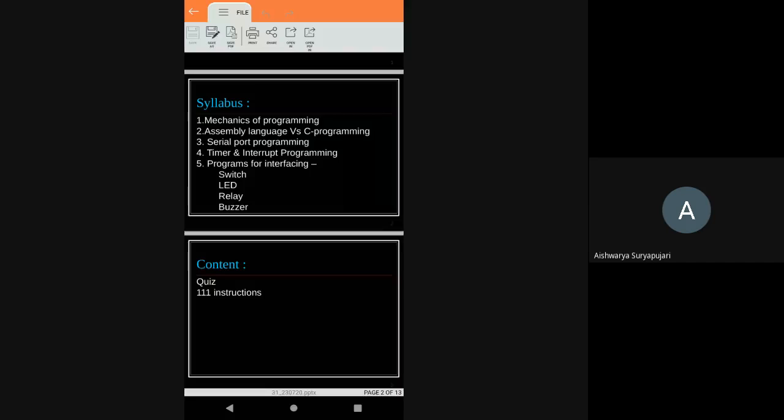Okay, so the quiz, and the next heading as it has been given, 111 instructions. That is also required. Already we have seen the summary or brief about all types of the instruction set. But now in detail, one by one, we are supposed to learn all the instructions which are important for writing the program in 8051. So this is what we are going to see in this session or the next session.